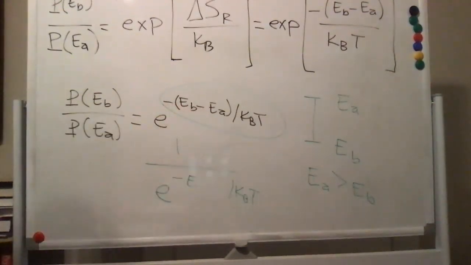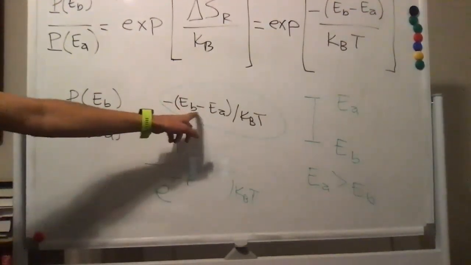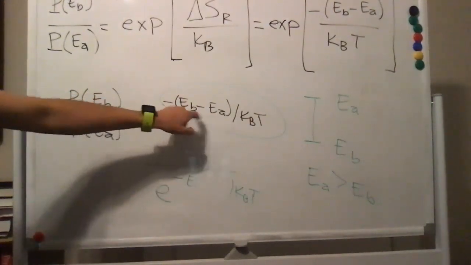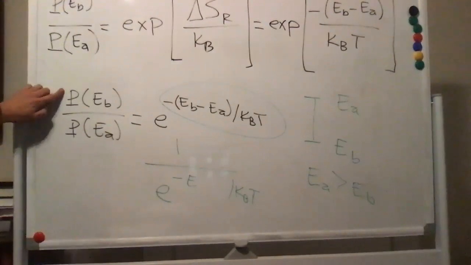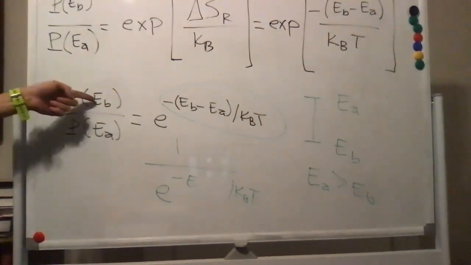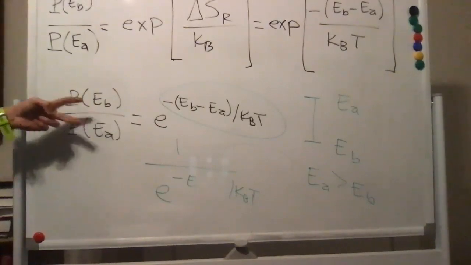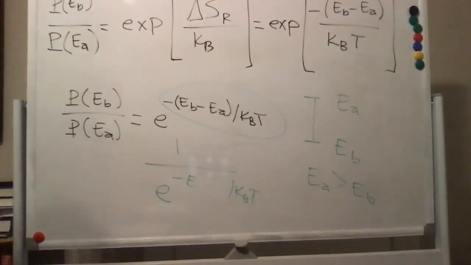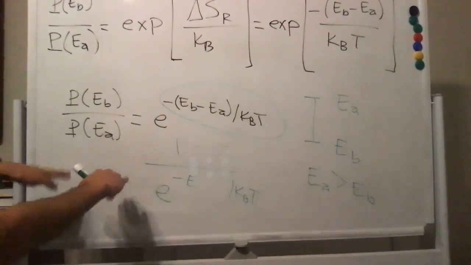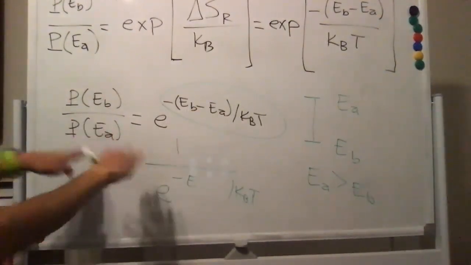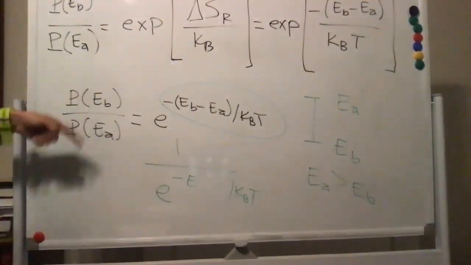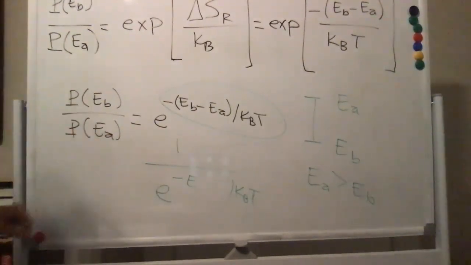Let's look at the other case first. So if EB and EA are very close to each other, then this term is almost zero, right? So you get one. If the ratio between the energy state B and the energy state A is one, what does that mean? Well, they're close to each other, they're the same. If they have the same energy, EB equals EA, then you have the same probability, 50-50, of finding it.